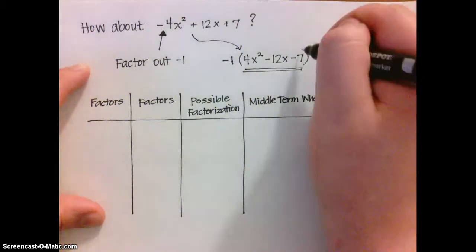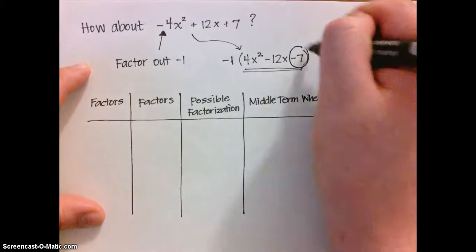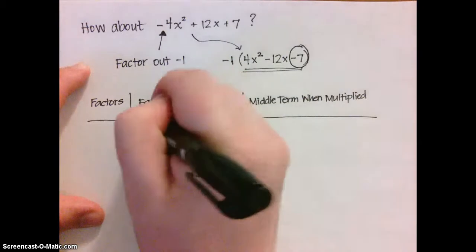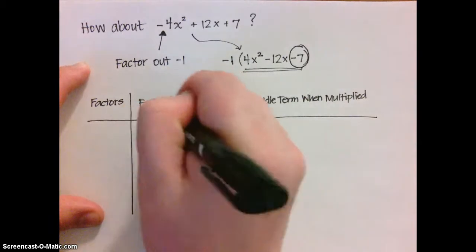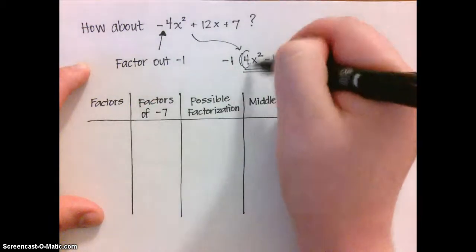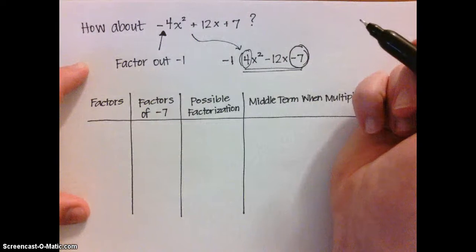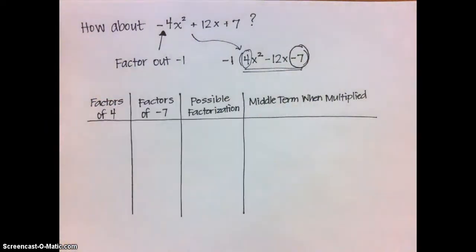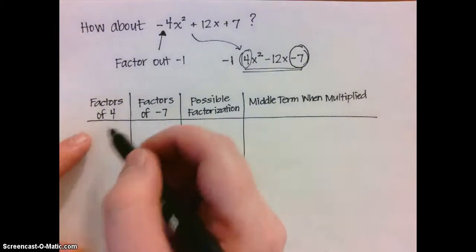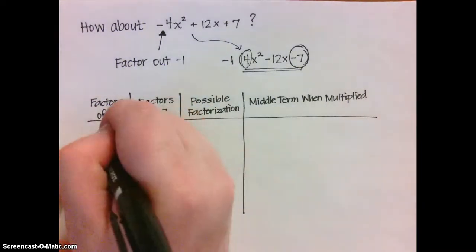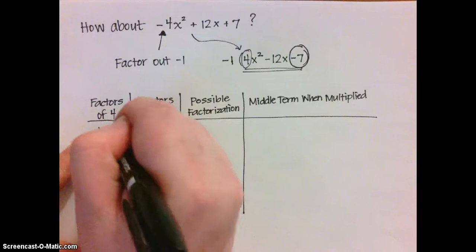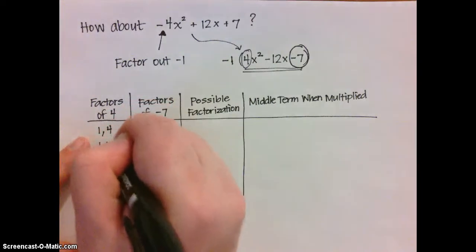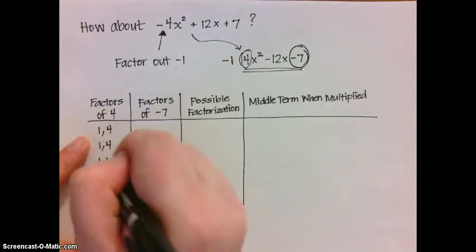So I'm going to look for my C factors of -7. And now my a, again, is going to be a positive number, which is what I want. So I'm going to try to find factors of +4 as well. So let's look at the different possibilities for 4. I can have 1 and 4. Okay, and I'm going to list this 4 different times.